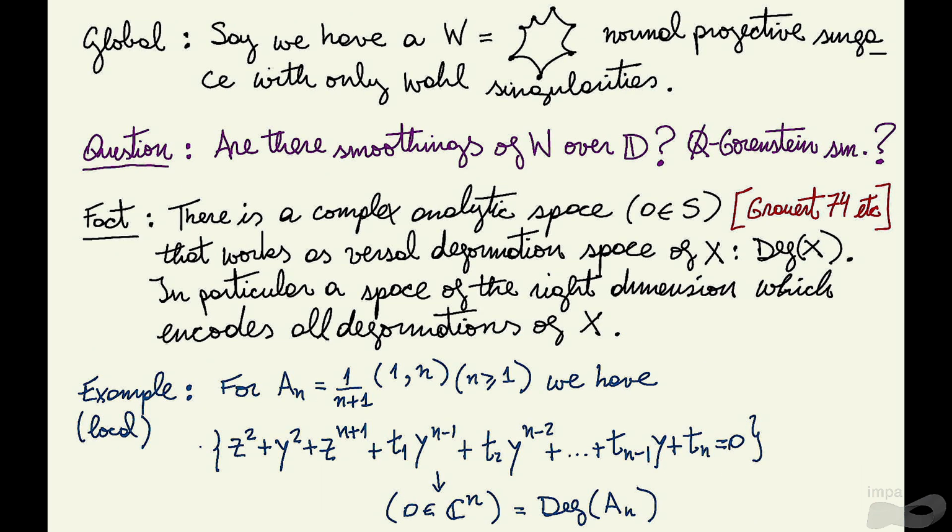Okay, so now global. I have until 12:30. So now you have a W that is a normal projective surface where we have these Wahl singularities. And the question is, are there smoothings of W over D, or more specifically, Q-Gorenstein smoothings? So how to construct Q-Gorenstein smoothings of these surfaces? And for this, I need to explain a little bit on obstructions and things like that.